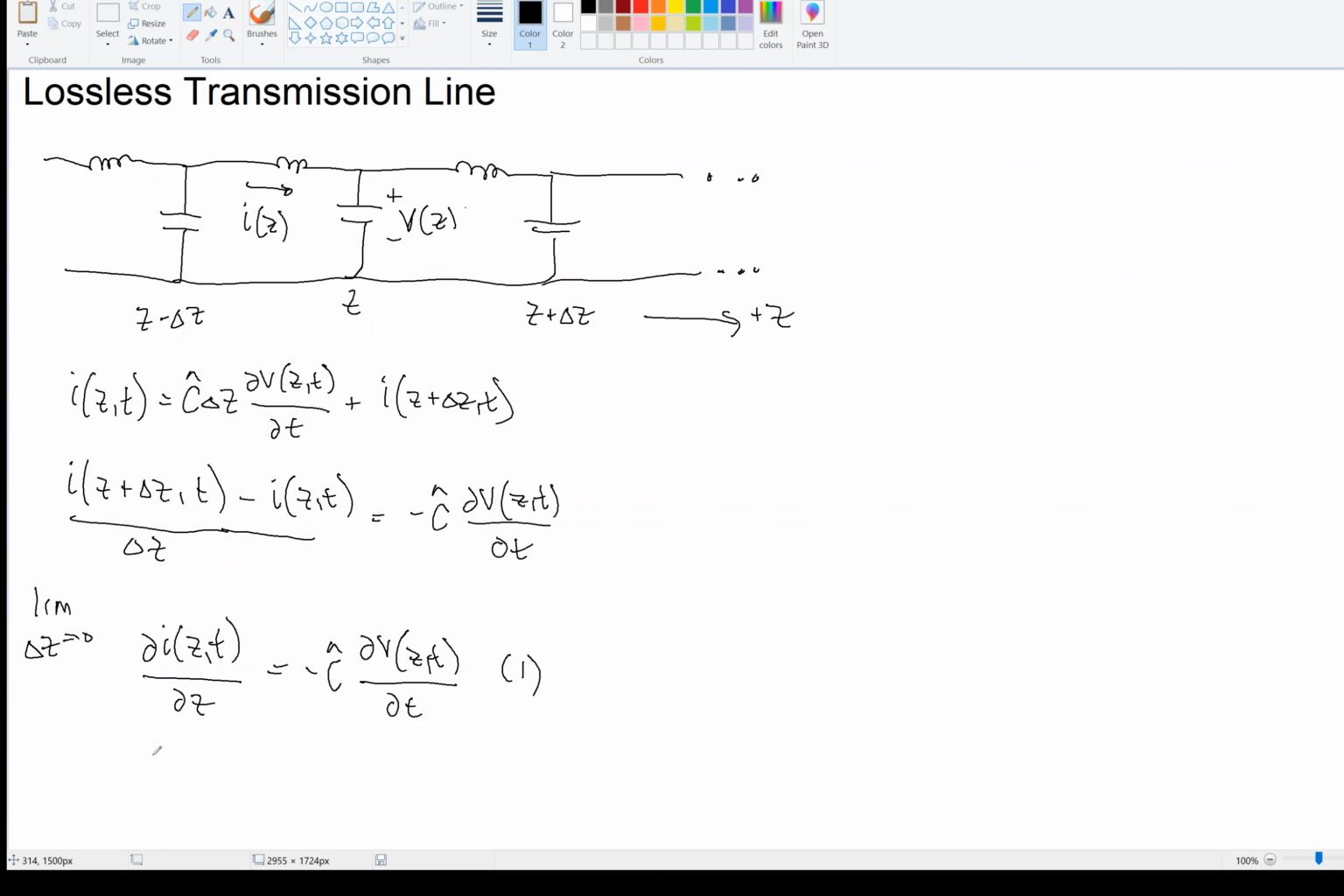And similarly, if we did Kirchhoff's voltage law around the loop, which we're not going to do, but you can try it out, we could show that the spatial derivative of v is related to the time derivative of I, like this. And we're going to call that equation 2. And equations 1 and 2 collectively make up what's known as the telegrapher's equations.